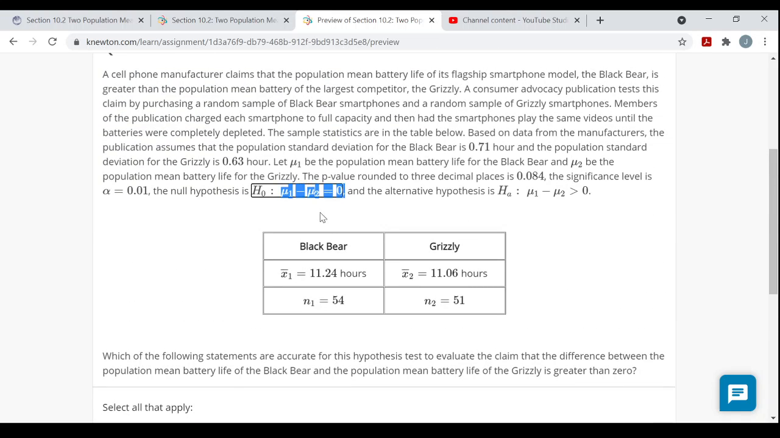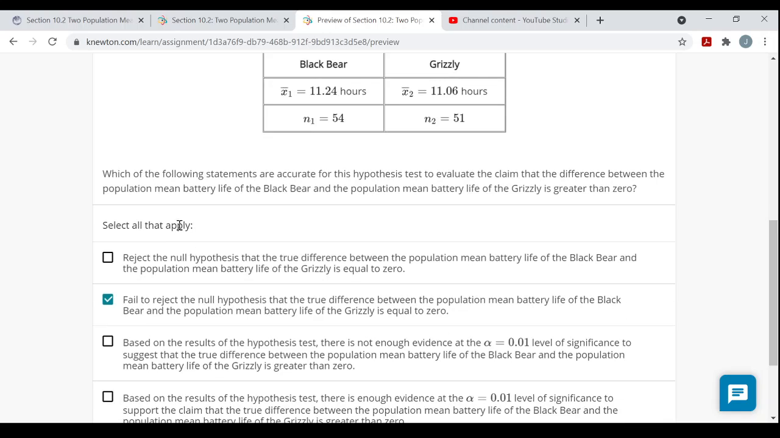So the null hypothesis that these two have an equal average battery life, I'm not rejecting that. We're keeping the statement that the BlackBerry and the Grizzly phones on average have the same battery life. And if we're keeping the null, that means we're not supporting the alternative. The alternative was the claim that the BlackBerry had a greater average battery life than the Grizzly. We're not supporting that because we're not rejecting the null.